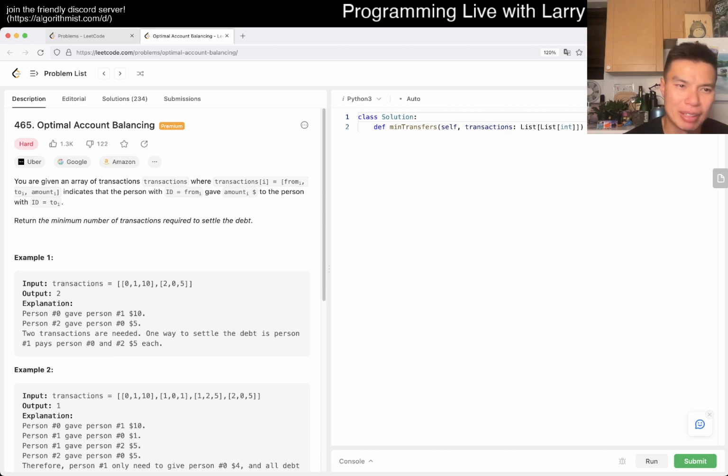465, optimal account balancing. So you're given transactions from, to, and an amount. Return the minimum number of transactions required to settle the debt.